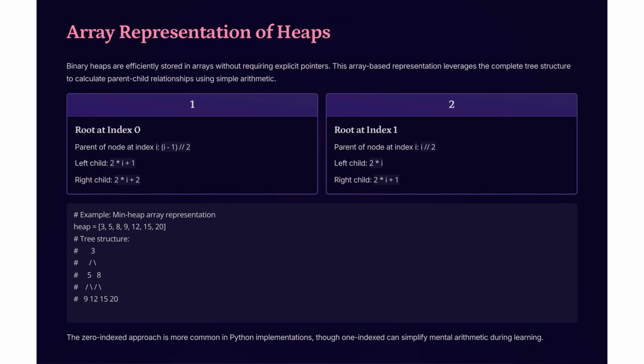Binary heaps are stored in arrays, utilizing the complete tree structure for efficient parent-child calculations. In a zero-indexed array, the parent of node i is at (i-1)//2, with children at 2i+1 and 2i+2. This method is common in Python, offering a streamlined approach to heap operations.